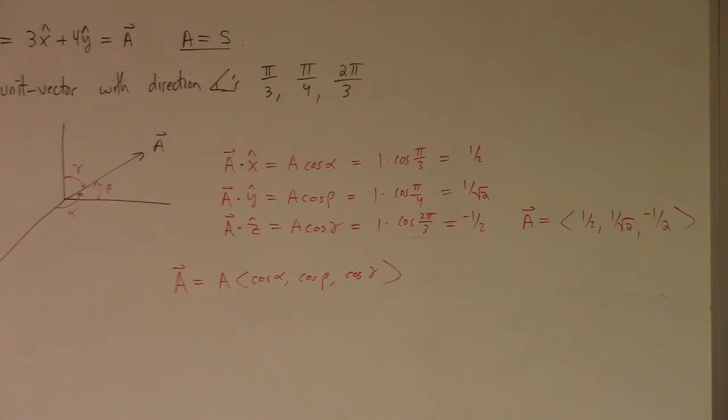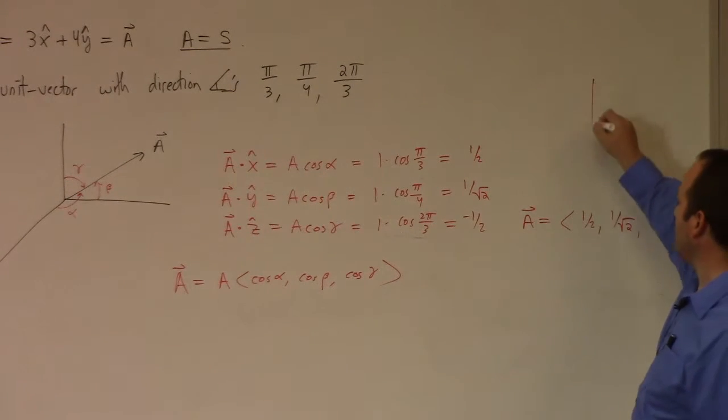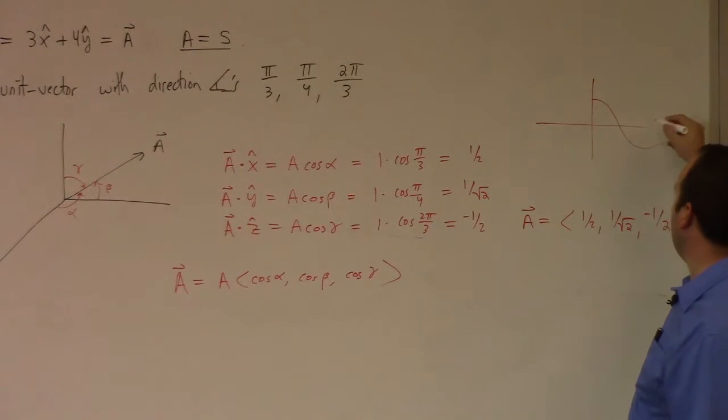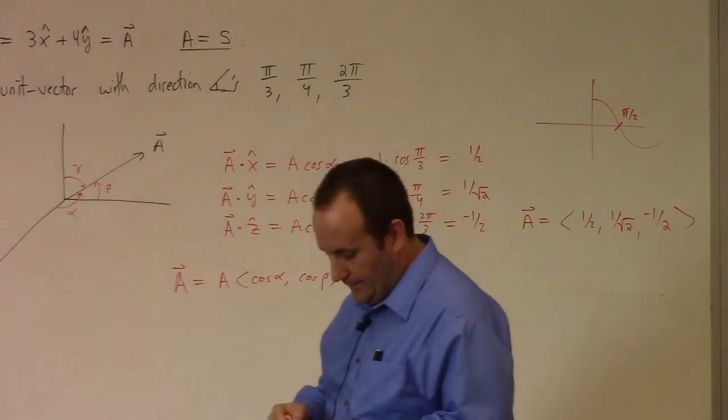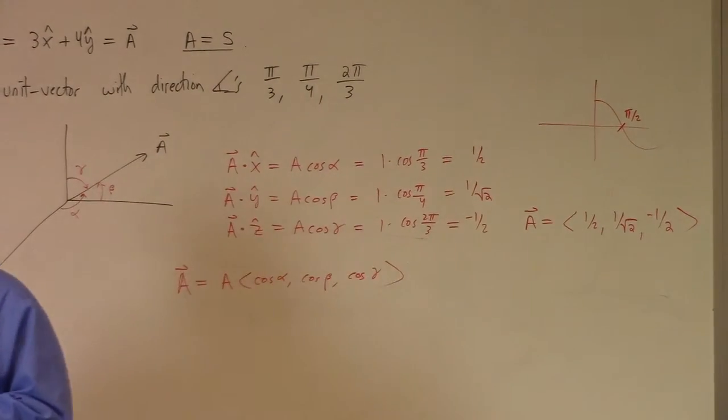Up to a sign, it has to be correct. But it's cosine of 2 pi over 3. That's a little bit bigger than pi over 2. Cosine looks like what? So it's got to be negative, yeah. Indeed. Thank you. Yes, sir.